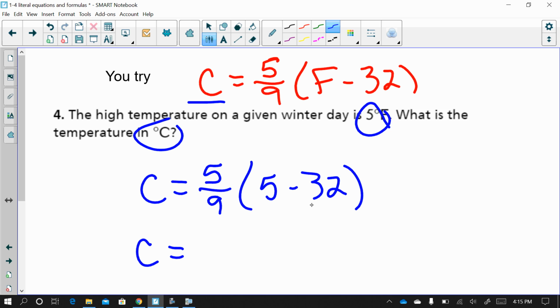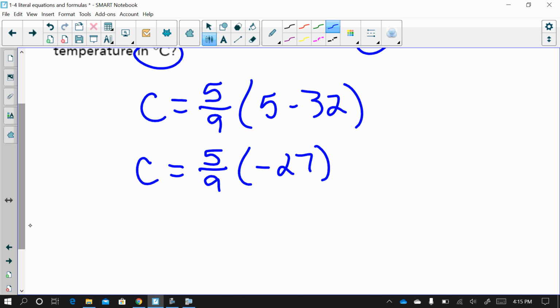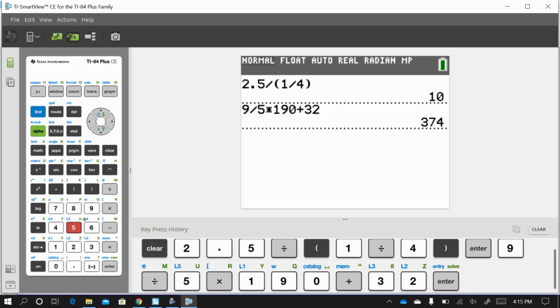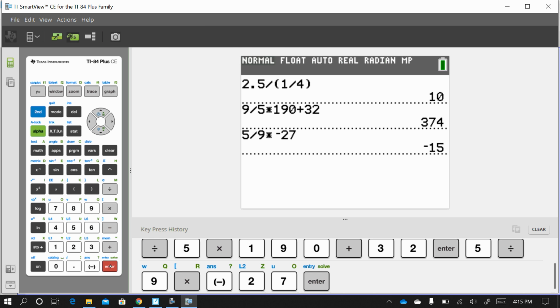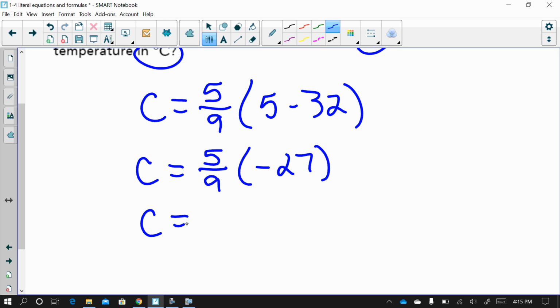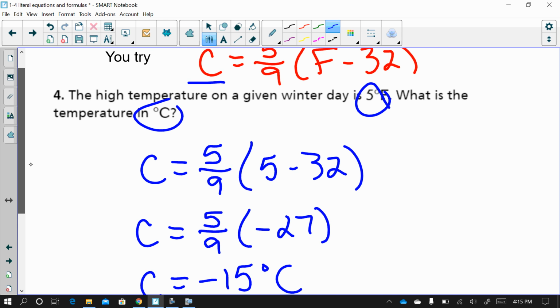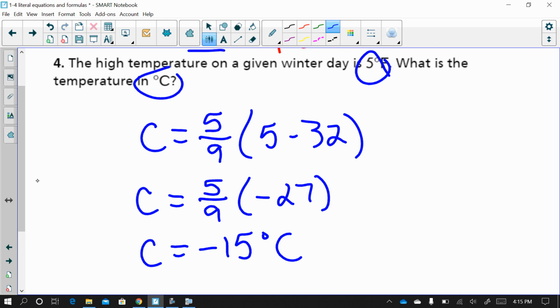Order of operations, parentheses first. 5 minus 32 is negative 27. So now in the calculator, 5 ninths times negative 27. Negative 15 degrees. Okay, so if it's about 5 degrees Fahrenheit outside, it's negative 15 in Celsius.